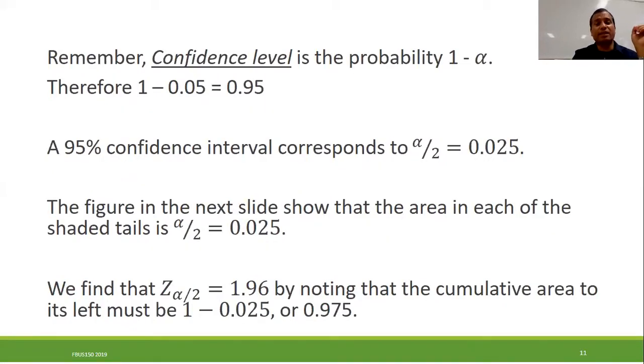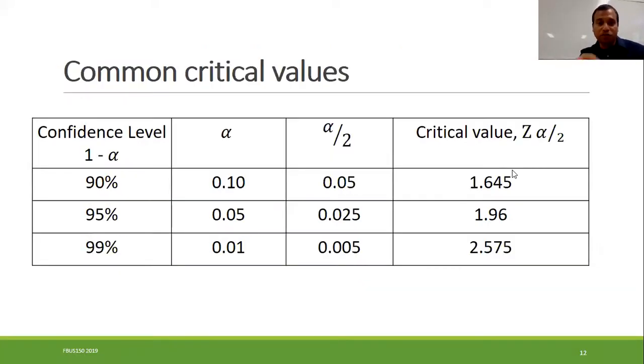So take this example: if the confidence level is 95%, that means the alpha value is 0.05. If the alpha value is 0.05, what will be alpha by 2? It's half of 0.05, that is 0.025. What we want to know is the Z value corresponding to alpha by 2. Okay, let's go through this one by one.